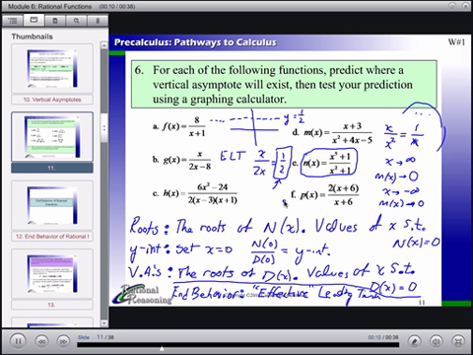Is the task clear? So 1 is good. Do number 1. 2 is good. Do number 2. Number 3, do the vertical asymptotes for number 3. And for number 4, do the effective leading term and end behavior. And then we'll regroup.